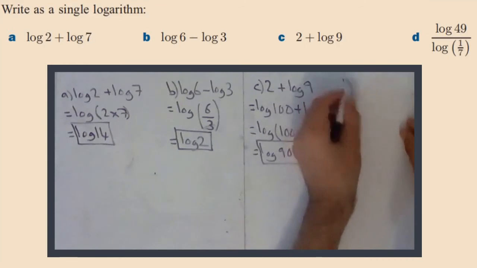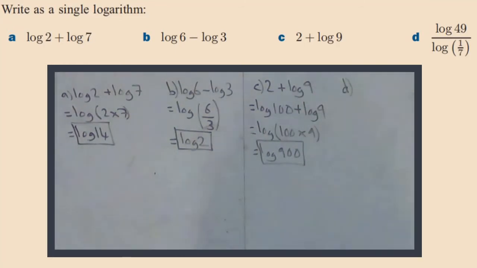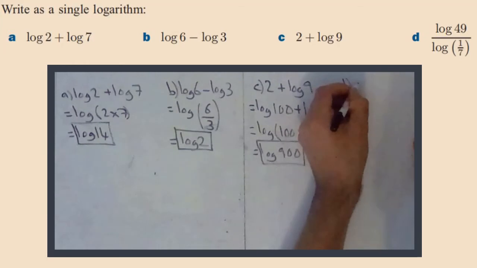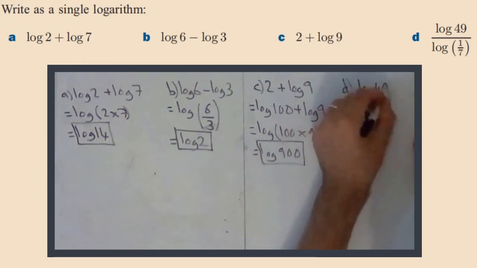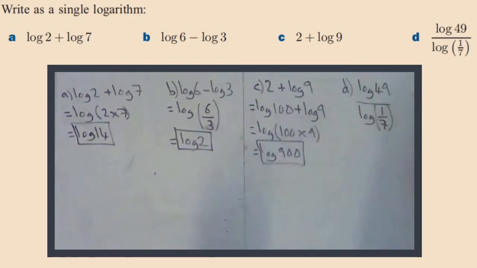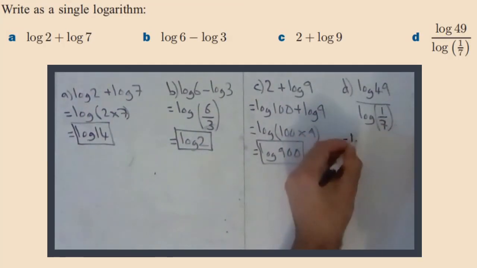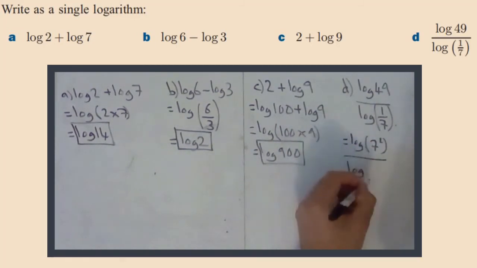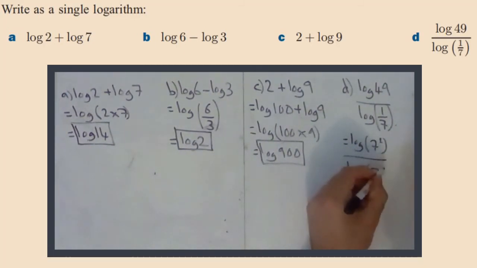And part D is log 49 over log 1 over 7. So this is a bit tougher. It is definitely tougher, but hopefully you've recognized that 49 is a power of 7. 49 is 7 squared. And 1 over 7 is also a power of 7. It's 7 to the power of minus 1. So I'm going to just write that down. So equals log 7 squared over log 1 over 7, which is 7 to the power minus 1.